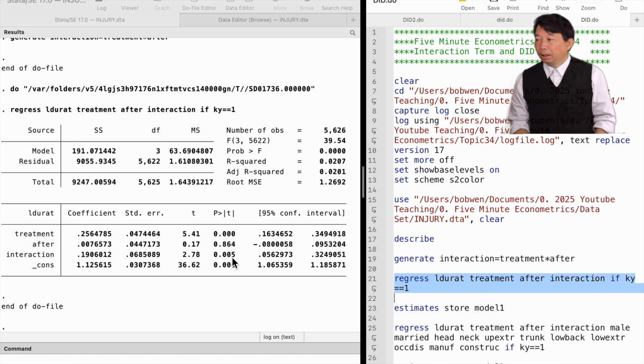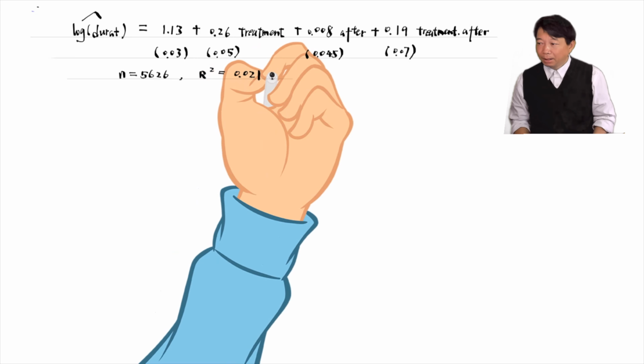Notice that the coefficient of the variable after is the change in the outcome variable for the control group, the low-income workers, before and after the law. Low-income workers were not affected by the law, but their length of time on compensation has an upward trend. The difference in differences method considers this trend and assumes that the treatment group has the same trend.